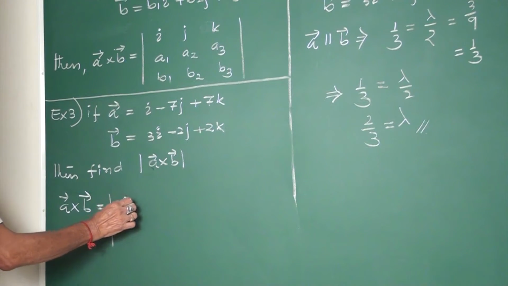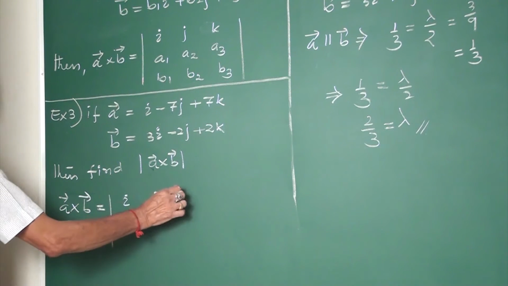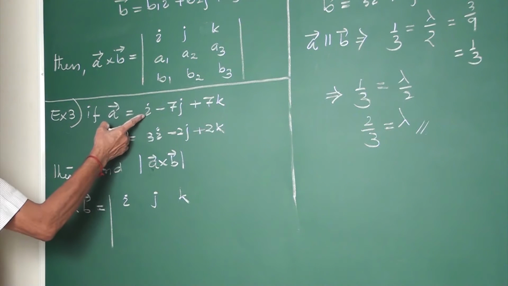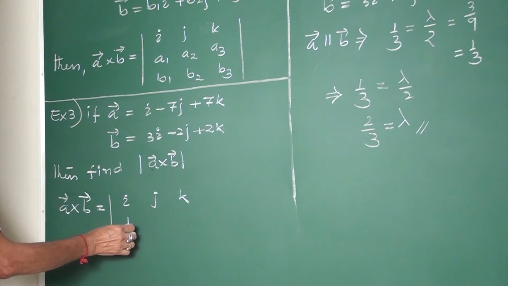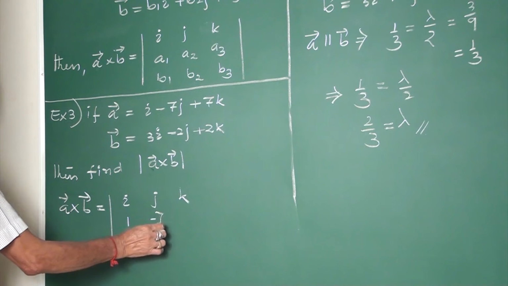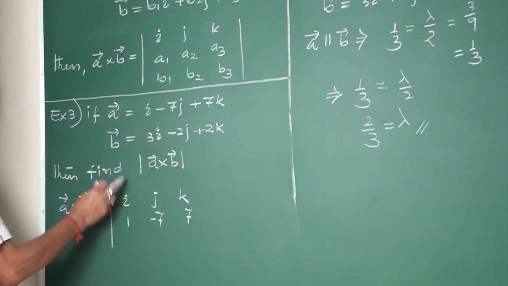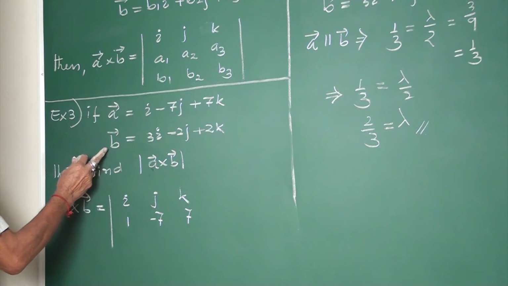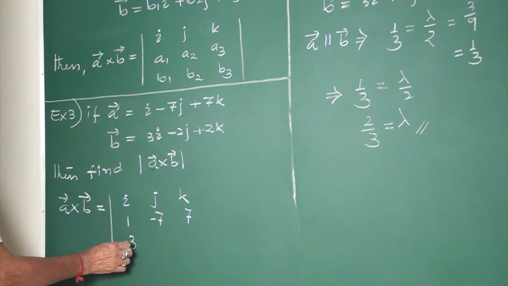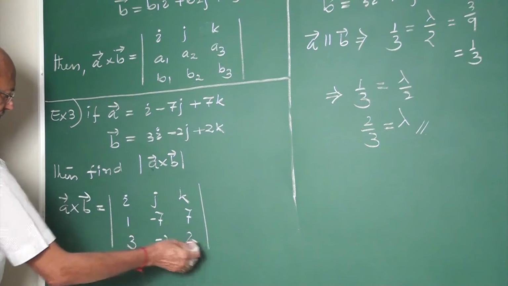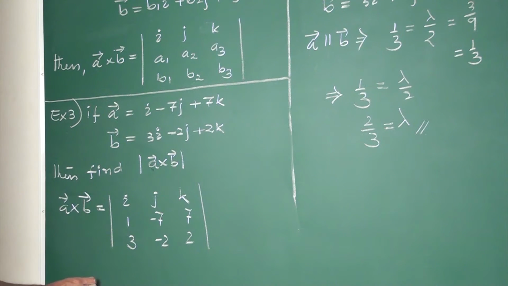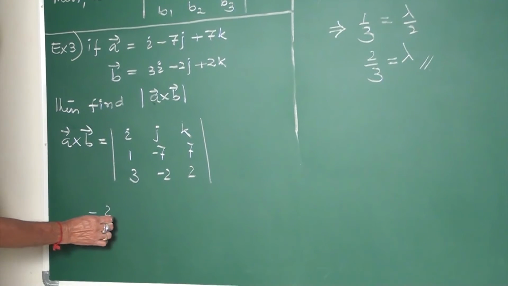Determinant i j k. The components of the first vector, the scalar components, are nothing but the coefficients of i j k. Again, the third row is the coefficients of i j k of the second vector: 3, minus 2, 2. Yes, my friends, evaluate this determinant.